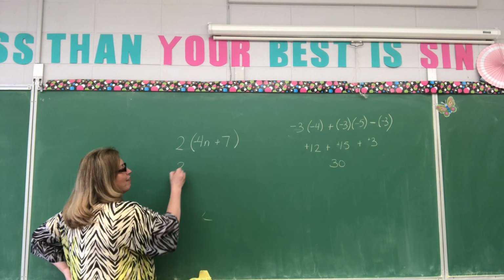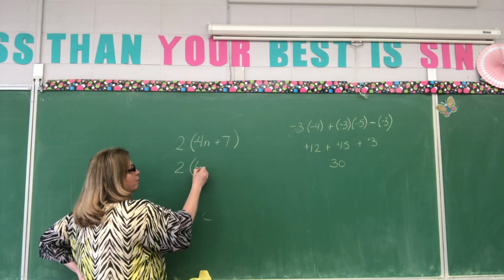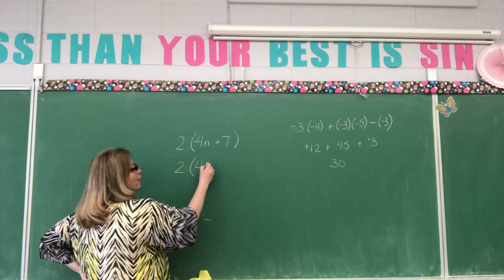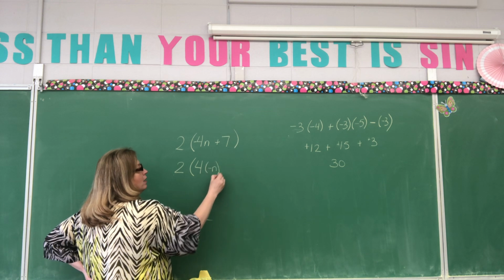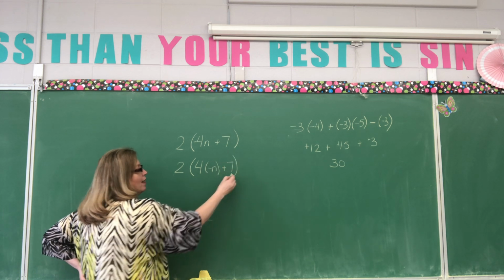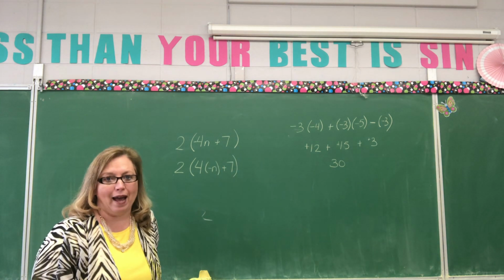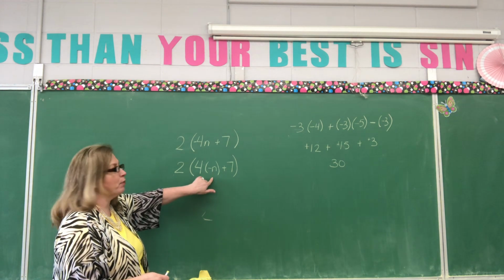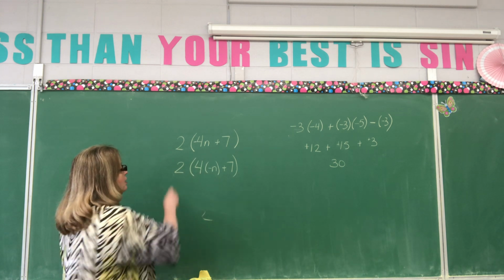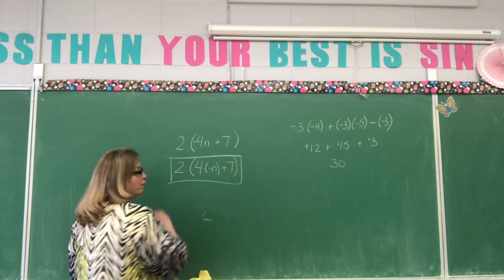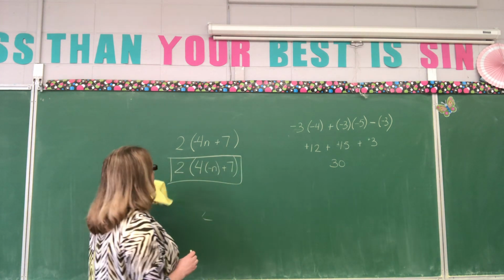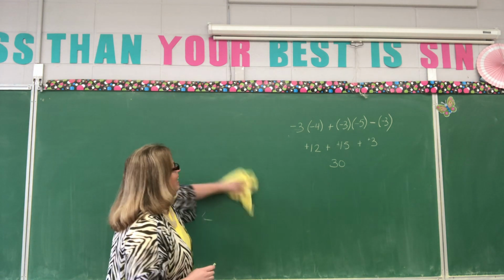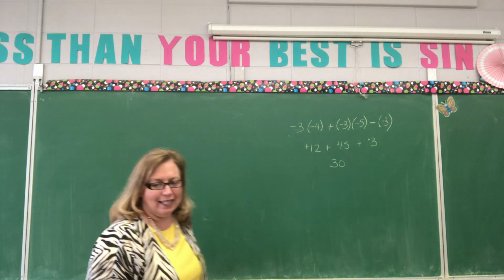Now you may have written it this way, 4, and then you may have put negative n plus 7. That would also be correct, because we gotta have the opposite of this number. So this is the one that Mrs. Turner would prefer that you used. Now, I'm not asking you to solve it, just write it today.